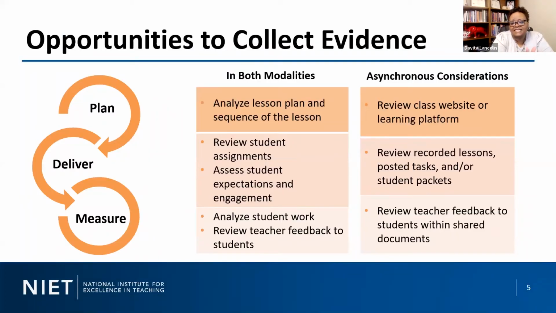So as observers begin collecting evidence in both that synchronous and asynchronous space, it's going to be helpful for us to make those connections to the lesson cycle. So when we think about the lesson cycle, we really need to think about the planning of the lesson, the delivery of the lesson, and the measuring of that lesson, that impact on student learning. So as we think about our experiences with virtual instruction, we might see that learning continues from the synchronous to the asynchronous space and possibly back and forth. When we observe instruction, we need to make sure that we have that clear, comprehensive pathway to student learning.